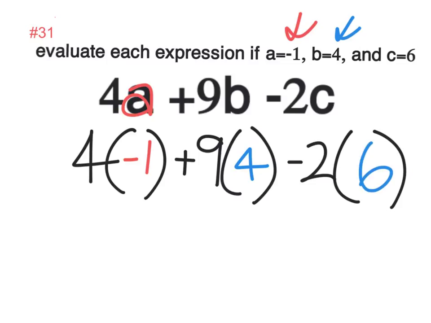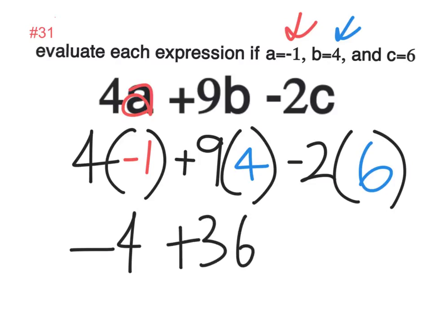And now let's work from left to right, simply evaluating. And we know that when we have a number next to a letter or variable, that means we're going to be multiplying. 4 times -1 is going to give us -4. 9 times 4 is what? Positive 36. And then -2 times 6 is going to give us -12.